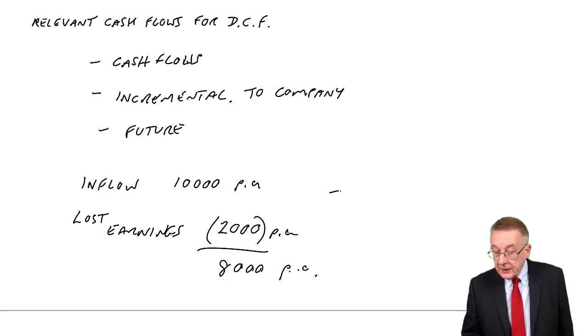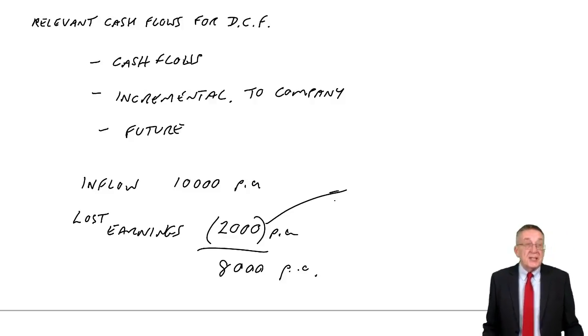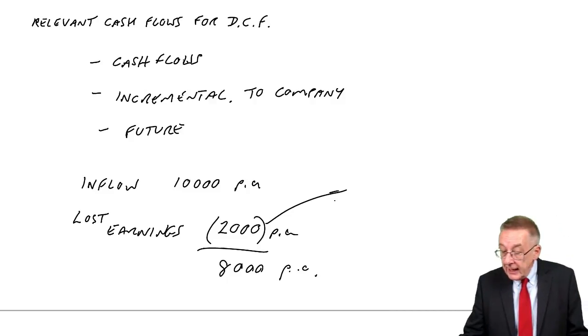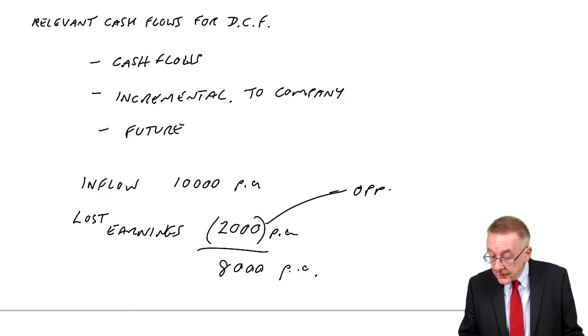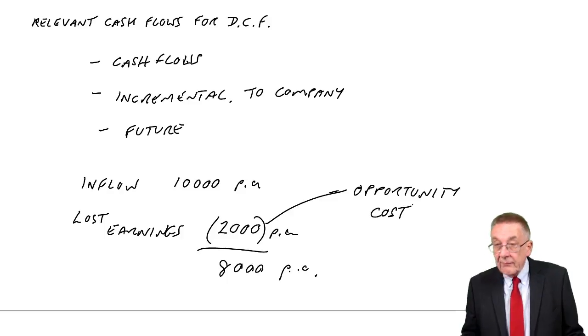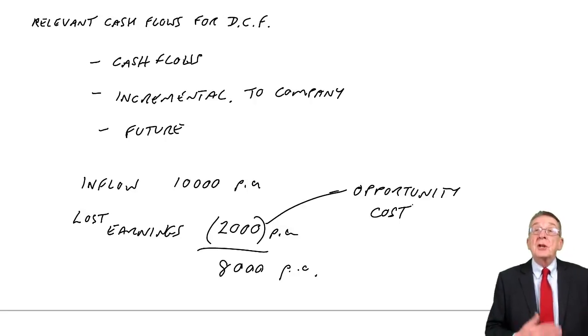The benefit is a net £8,000 a year. And that £2,000, as I say, it's not because we're spending £2,000, it's because we're losing £2,000 that we're already earning. It's an opportunity cost. An opportunity cost is where you're losing money that you're currently getting.